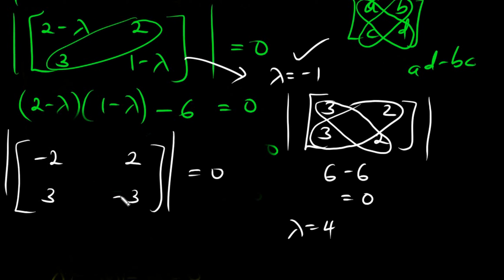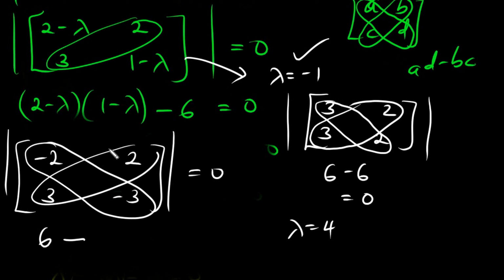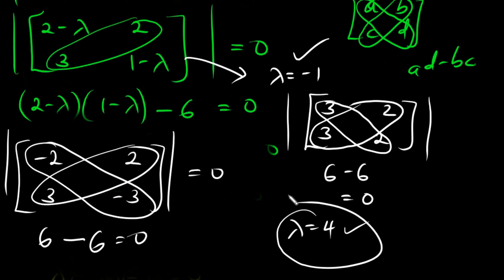So it's -3 times -2, which is 6. That is the product of that diagonal. And then we subtract the product of this other diagonal, which is 6. And that is equal to 0. So you can see that lambda is equal to 4 is also an eigenvalue of that matrix. So these two are the eigenvalues.